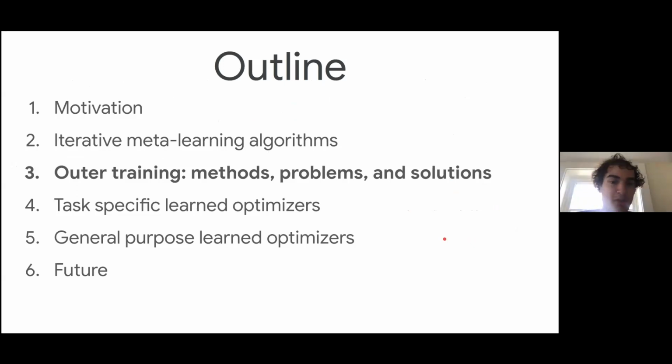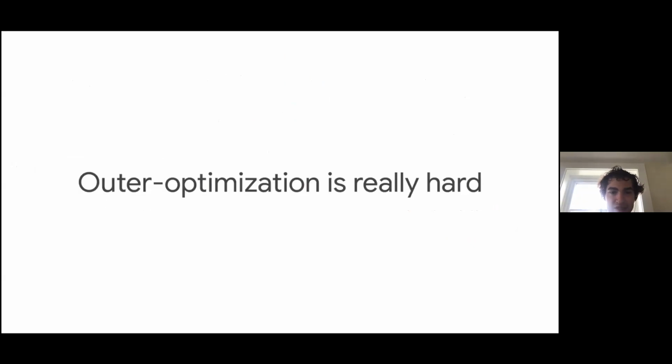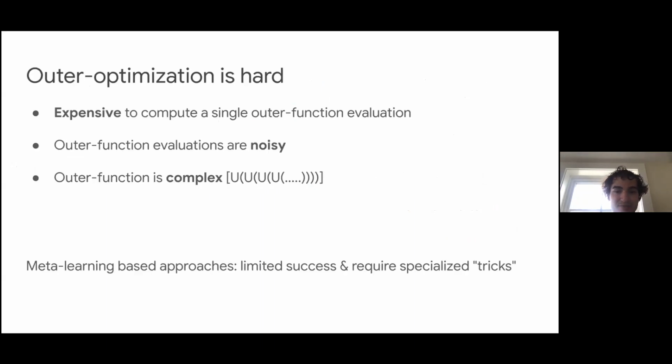Now I'm going to go over how we actually train these things, some methods, problems, and solutions. For people who have seen some learned optimizer work or have tried to do stuff like this, in general, meta-optimization is really hard. It's really a pain and has this notorious reputation. And the reason it's so hard kind of makes sense. It's really, really expensive to compute a single outer function evaluation because it requires completely unrolling some optimization procedure to completion.